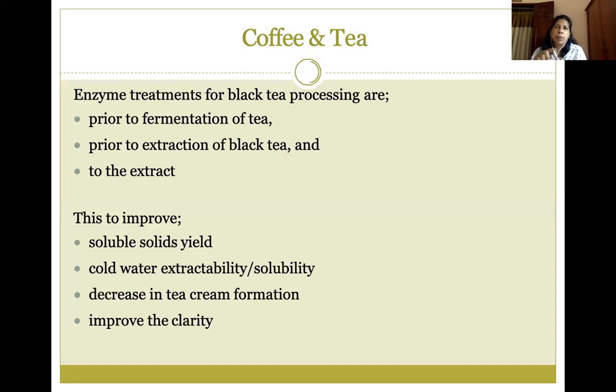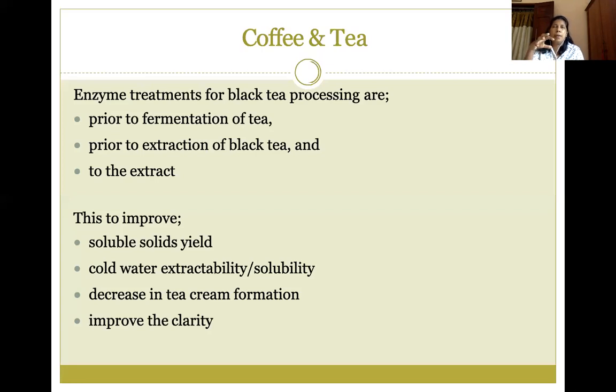Next is decreasing tea cream formation. You have seen that once you put hot water to the tea, sometimes you can see cream form on top of the jug. Have you seen that? In some situations, even if you put the tea bag into the teapot or tea cup with hot water, you can see that the cream formation is not good actually. With cream formation, the market for a good tea will go down, or there is no price for the tea if cream forms. To decrease that, they also use the enzymes. And they also improve the clarity.